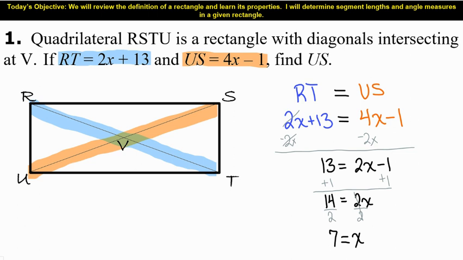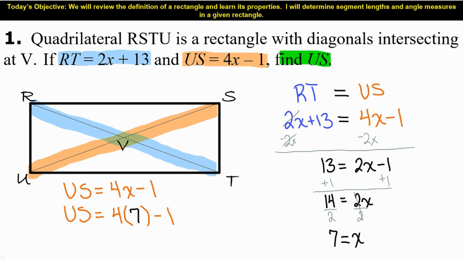Now, is that the answer to this question? Why not? Right, it says find US. I found x, so I still need to find US. US is 4x minus 1. So in my 4x minus 1, I need to substitute in the 7. What is 4 times 7 minus 1? 27. Very good. I don't know the units, so I just wrote the word units after it.